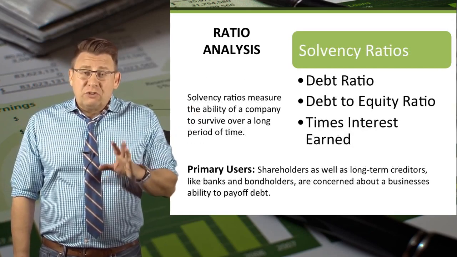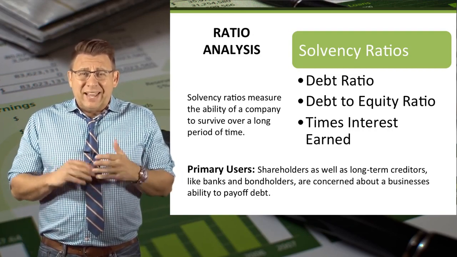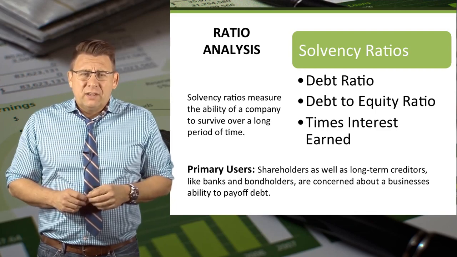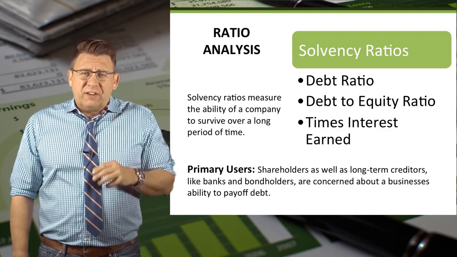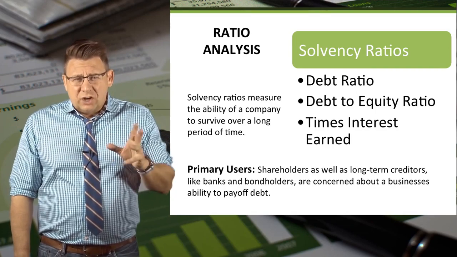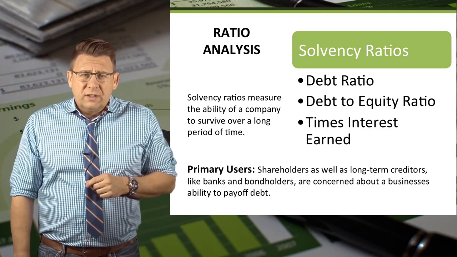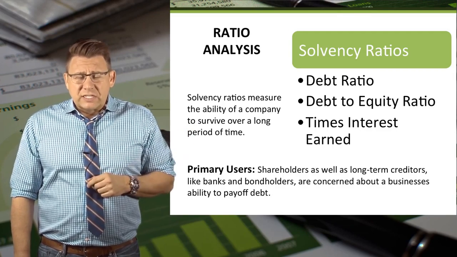Solvency ratios measure the ability of a company to survive over a long period of time by analyzing its long-term debt. The primary users of this financial data are shareholders and bondholders, as they are concerned about a company's ability to pay off long-term debt. You can see some of the common ratios listed on the slide.